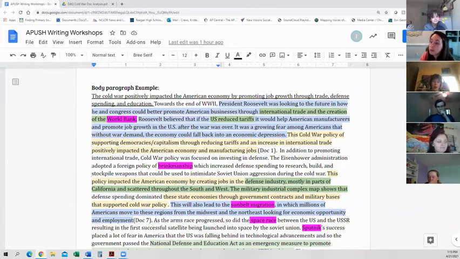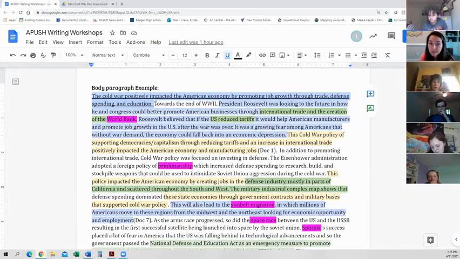So the first document, which I think was a hard document to use because a lot of kids want to talk about foreign policy with document 1 and document 4. But remember that the essay is about American society. So I have to connect it back to American society, okay? I have a topic sentence. I highly recommend your body paragraphs include a topic sentence so that you are reinforcing your thesis statement. The Cold War positively impacted the American economy by promoting job growth.